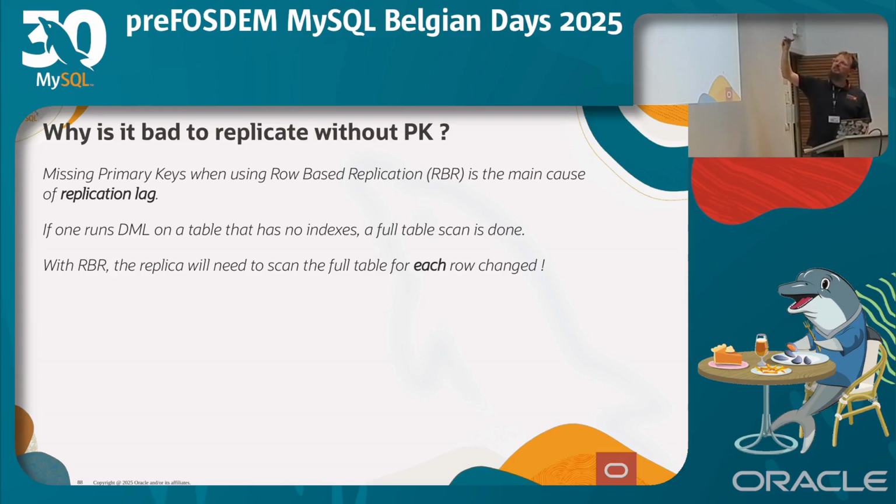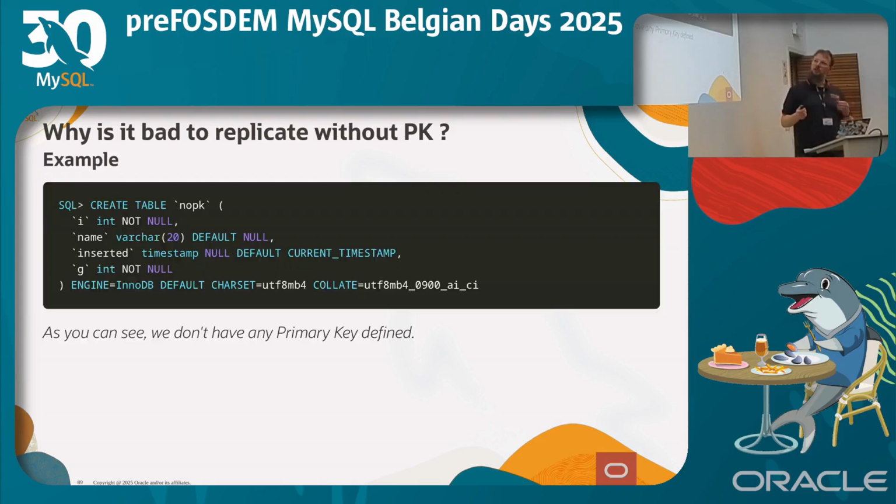But if you don't have primary keys and you are using row-based replication and you do a DML on the table, you will have a full table scan every time. Meaning that in row-based replication, when there is no primary key, the replica, to find the records you want to modify, will do a full table scan for each row you modify in that transaction, for example. So this is very costly. So let's have a look.